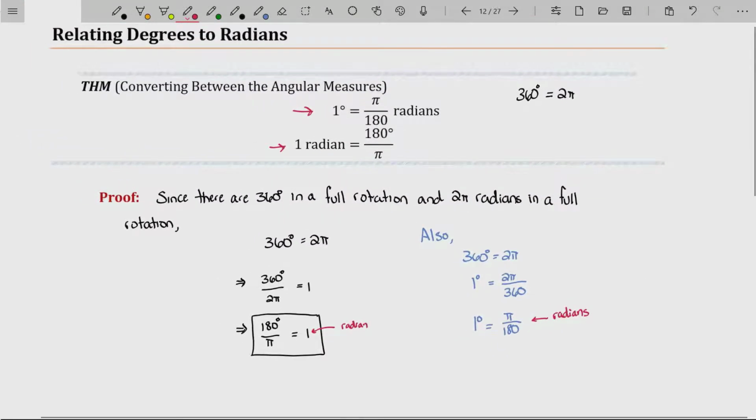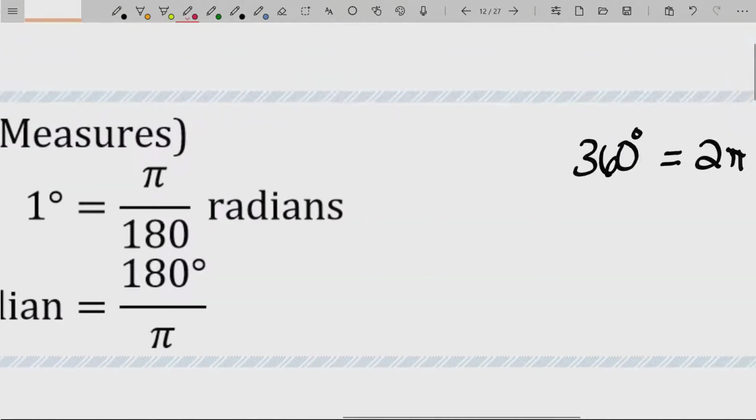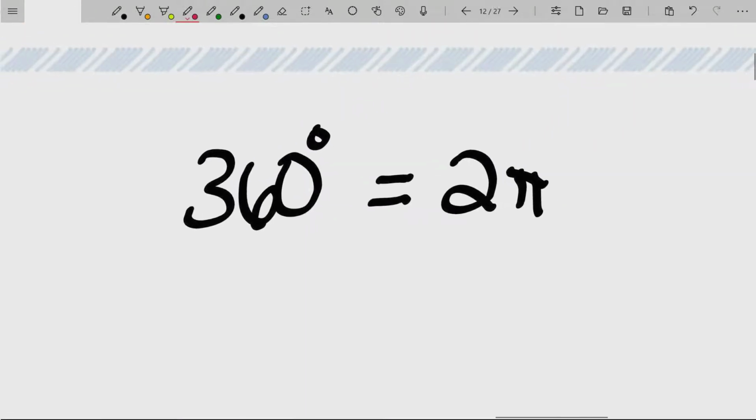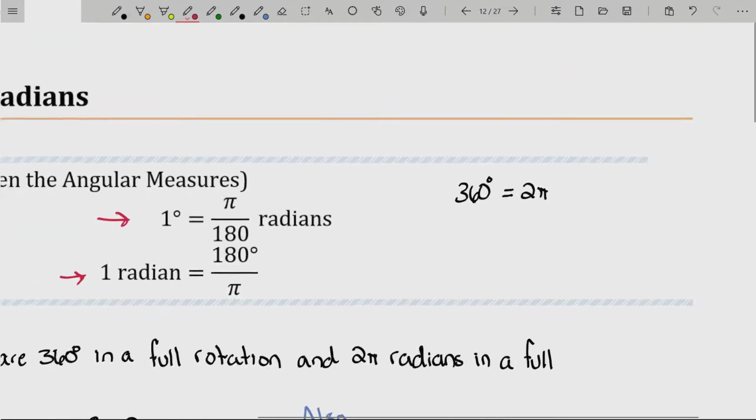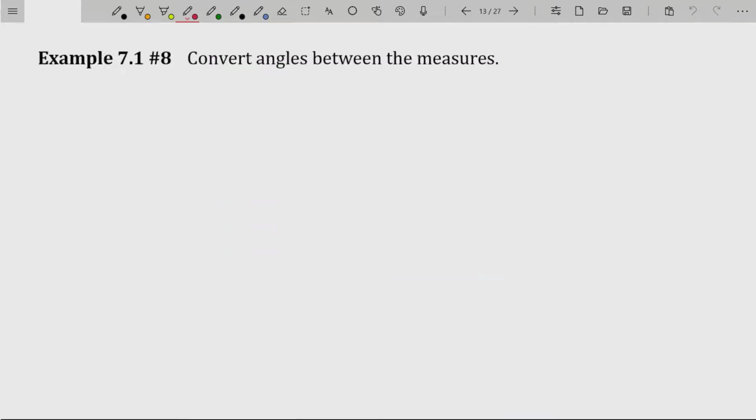So again, when I was a student, I never really memorized these two. Instead, I just worked with one. This guy right here. I knew 360 degrees was the same thing as 2 pi, and whatever I needed to convert from or to, I would just make that unit conversion. So let's see how I would do it when I was a student. Convert angles between the measures. So this is all my way of saying make stuff up.